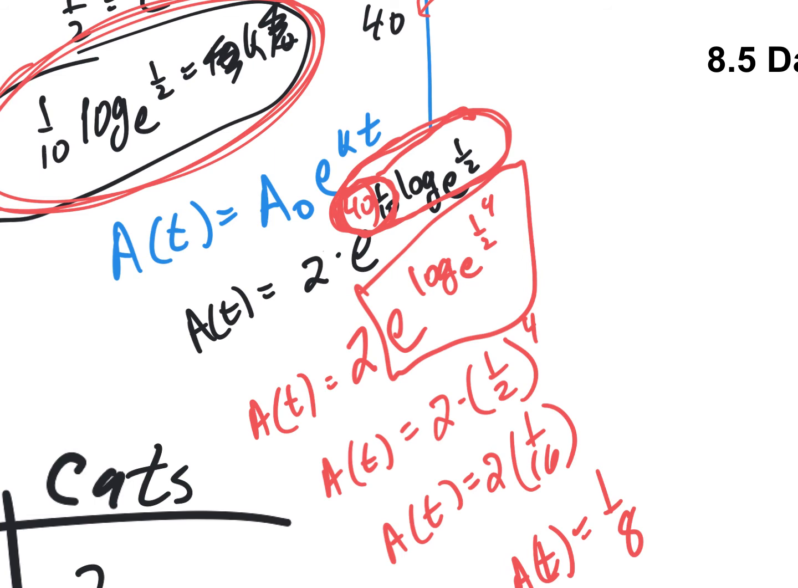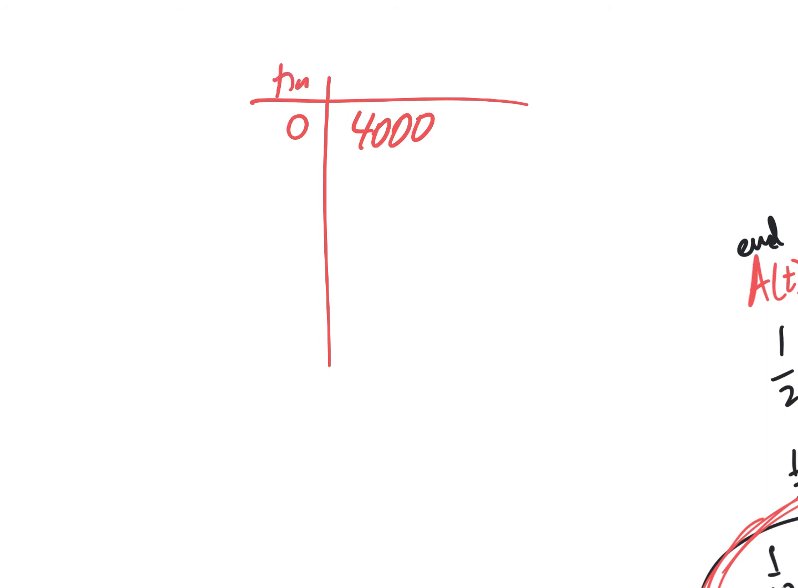So now we're going to do one more like that. 4,000 moose in Minnesota. We're going to do a half-life problem on the moose. Let's say that right now there's 4,000, but we've calculated that you're going to have half as many moose in 10 years. That means their half-life is 10 years.